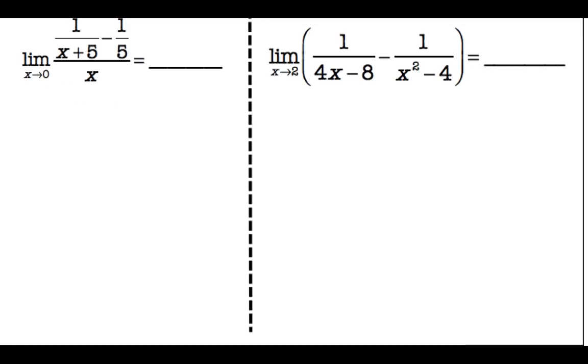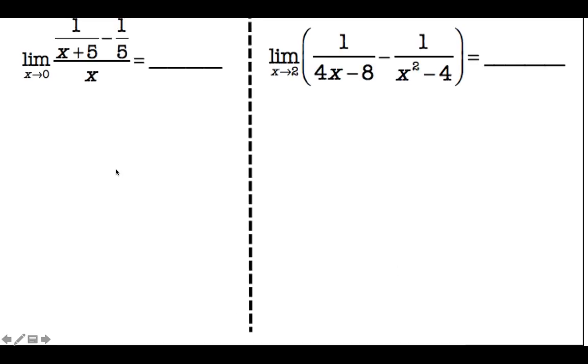All right, so this method right here is the simplifying fractions technique. So lately in class, we've been working on simplifying fractions. The reason for that is because you must know how to find limits of complex fractions. So that's what we're going to do here in these examples. Finding the limit if you have a complex fraction.